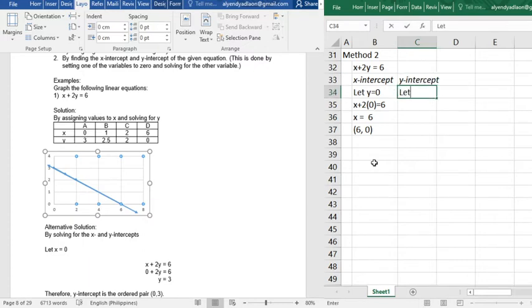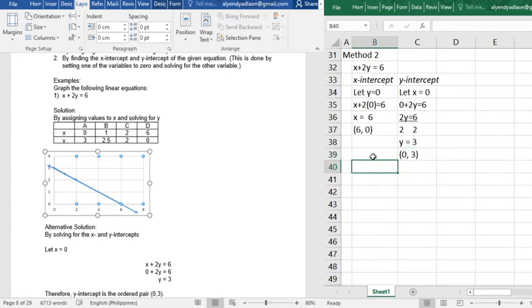To find the y-intercept, we let x be 0, and then we are going to find y. So x is 0, plus 2 times y, equals 6. So 2y equals 6. Divide both sides by 2. So 2y divided by 2 is y, and 6 divided by 2 is 3. Meaning, if x is 0, y is 3. So, here are our x-intercept and y-intercept.